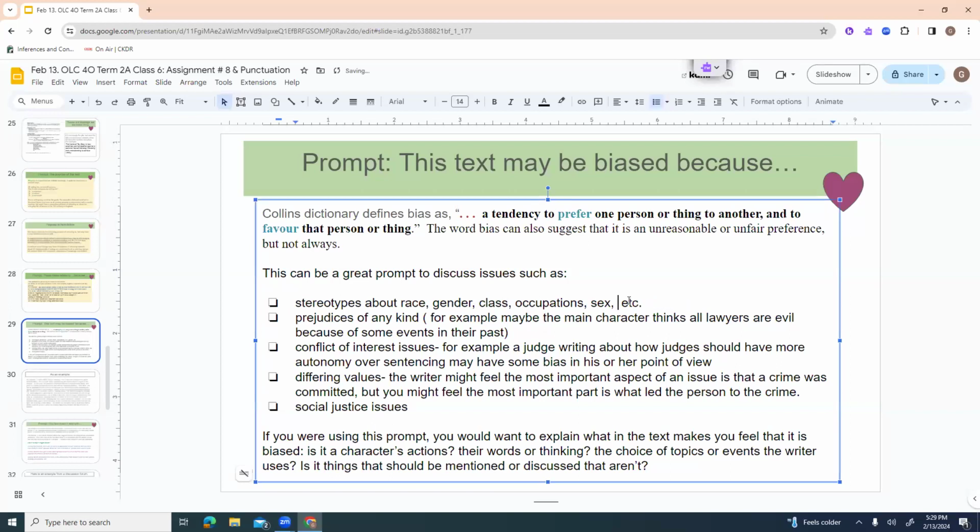Okay. Prejudices of any kind. Prejudices is bigger than just stereotypes. So maybe the main character thinks all lawyers are evil because of some events in their past, and they're learning how to overcome that prejudice.